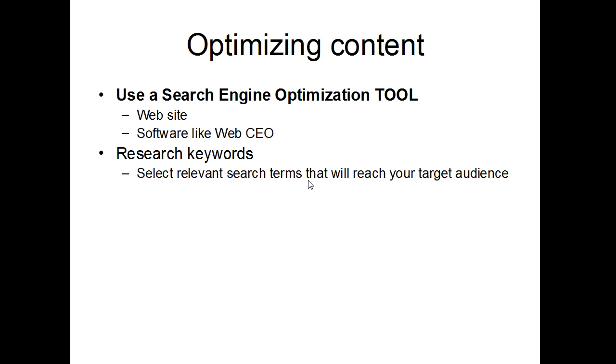And clearly you cannot optimize your website for all possible terms. There is just a limit to what you can do, even though there are some new techniques out there that may solve that particular problem, but that will be for the end of this course. So you need to select relevant search terms that will reach your target audience. That's clear. Now for that, what do you do?